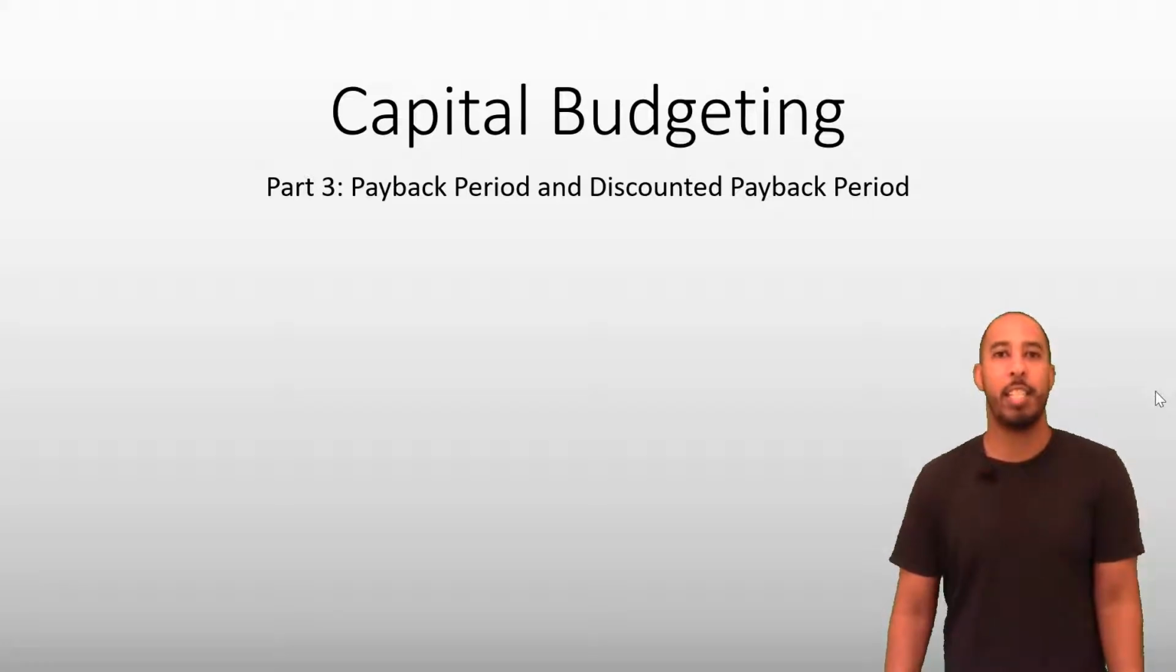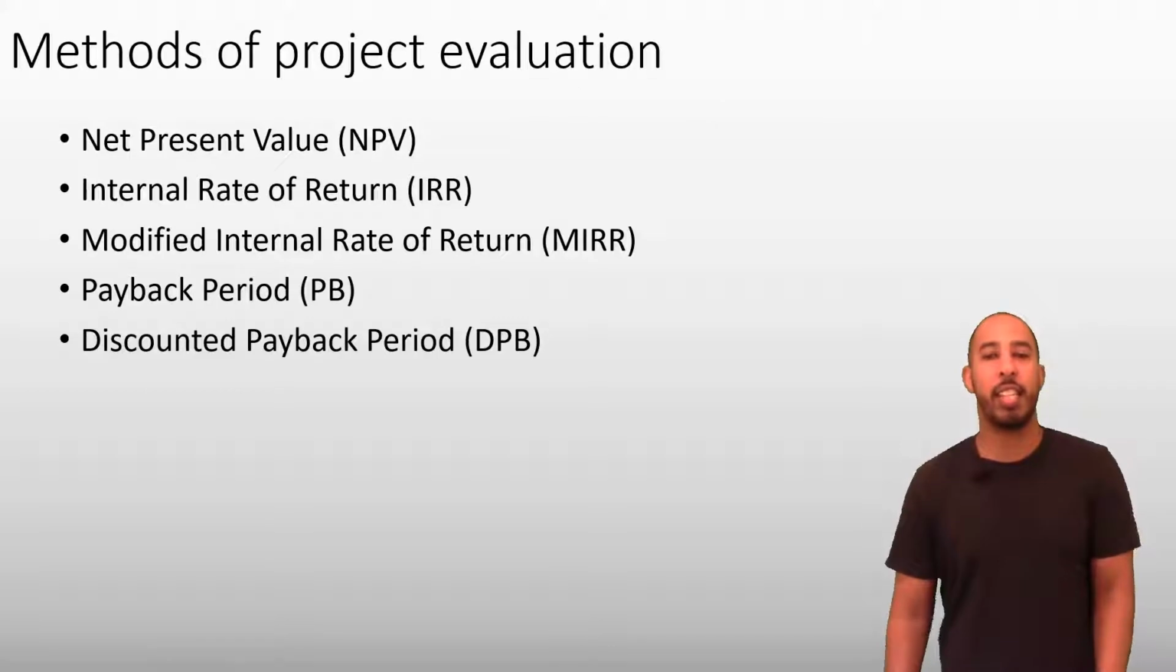In this video, we're going to discuss our final two capital budgeting methods. In the previous videos, we discussed NPV, internal rate of return, and modified internal rate of return. And here, we're going to cover two more, payback period and discounted payback period. While the first three methods on this list are more formal methods of project evaluation, we'll show that the last two, payback and discounted payback, are more informal, rule of thumb type of techniques.